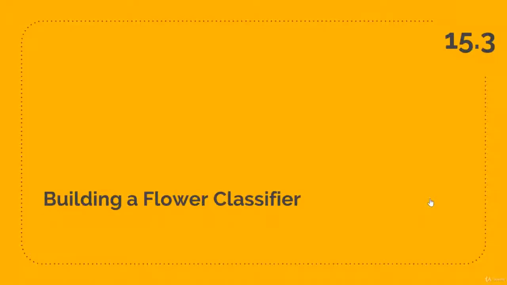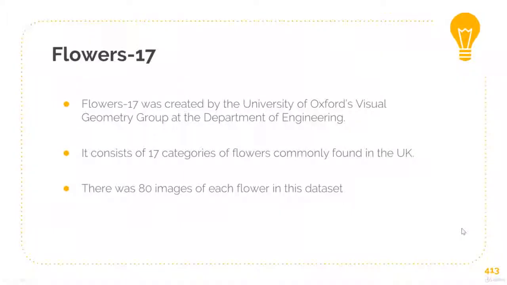Thank you. Hi, and welcome to chapter 15.3. We're about to build a flower classifier, and we're going to use transfer learning to do this. So let's take a look at what our flower dataset is. It comes from the Oxford University's Visual Geometry Group. It's called Flowers 17, because there are 17 categories of flowers, and there are 80 images in each class in this dataset, so not that much.